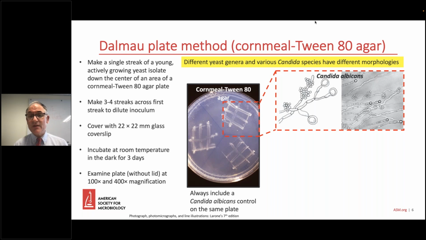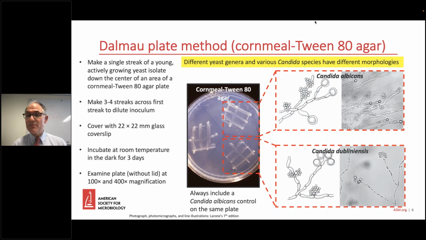Another example is what we can see when we have Candida dubliniensis. Again, we'll see pseudohyphae, true hyphae, and those blastoconidia or budding yeasts. Instead of seeing a single terminal chlamydospore, as we do with Candida albicans, we see multiple terminal chlamydospores. I often think it looks like a street lamp in Dublin, hence Candida dubliniensis. You always want to include a Candida albicans control on that plate.